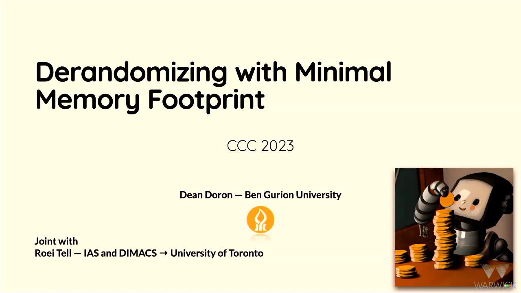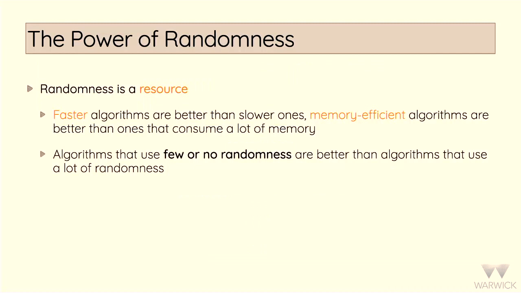Thanks, Pierre. Do you hear me? Yeah, okay, good. So we've seen a lot of de-randomization up until now, so I don't need to convince you that we want algorithms that use fewer coins, the same way that we want faster algorithms and those that use less space, right?